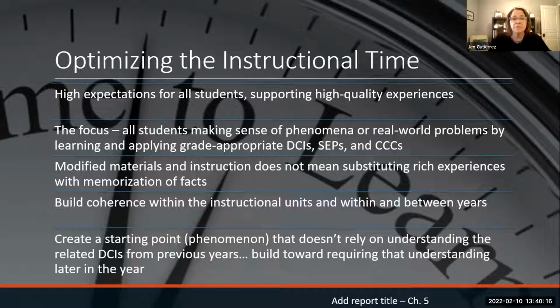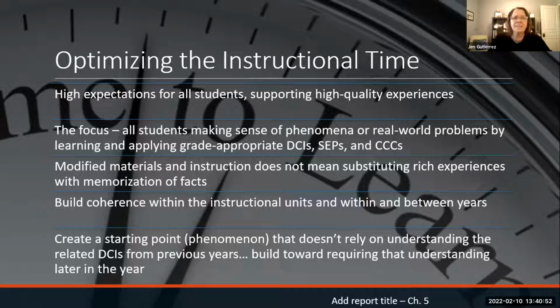Modified materials or modified instruction, it doesn't mean substituting rich experiences with memorization of facts. Science has moved from learning about to figuring out. And so if I'm not given the opportunity to try to figure these things out for myself, and I'm simply memorizing, you can say this if you want, you can tell anyone. The world according to Jen, a test is not application. It's a test, right? I memorized it, and I'll just tell you, I was terrible at memorizing facts, and I still am. I need to experience it to understand it.